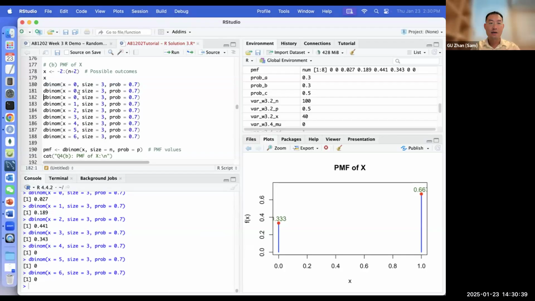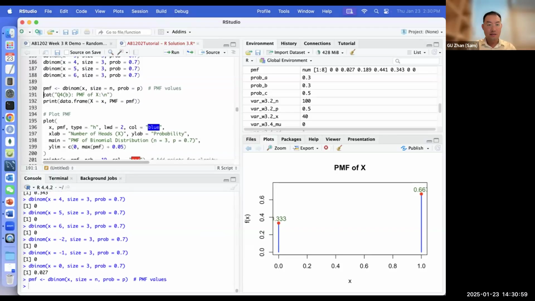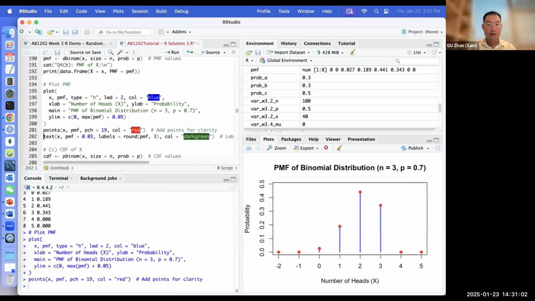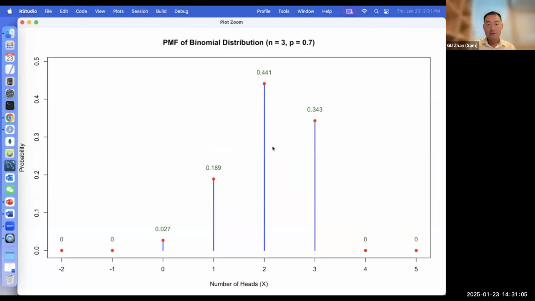Then what about negative values, negative 1, negative 2? Because it's impossible to get a negative number of heads. The minimum you can start is 0. So total 3 times, if they give all tails, that's 0. This is just for display purpose, we plot it. So from 0, 1, 2, 3, there will be probabilities, and 4, 5 will be all 0. That's the PMF of the binomial distribution of 3 tosses.